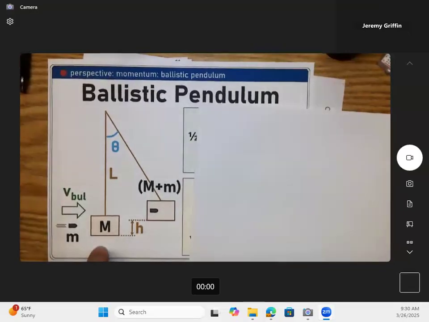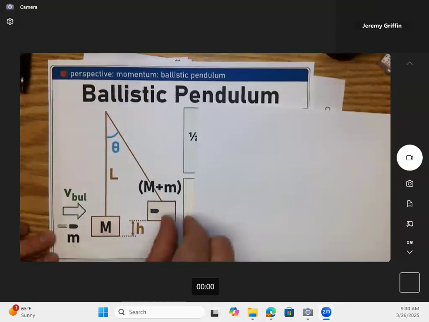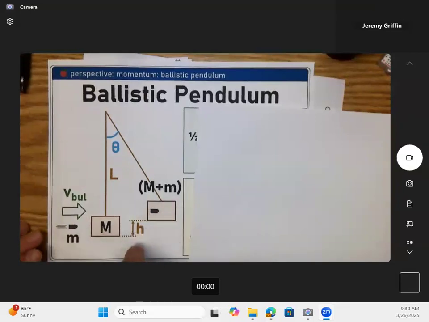Okay. So here's the scenario. I fire a bullet into a block. The bullet embeds in the block, and the whole thing swings up. There's going to be some height change, and it's going to swing back. Now, there's different variations on this, and there's different questions you get asked. But the classic setup is that the bullet embeds in the block. There's a variation where it goes through the block.